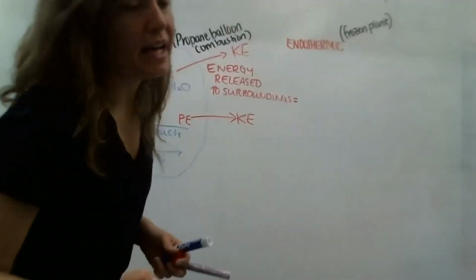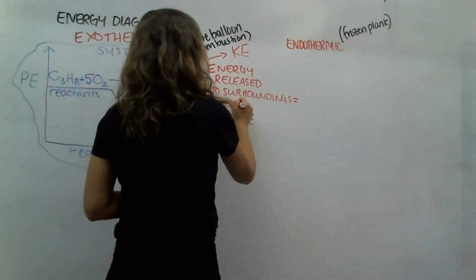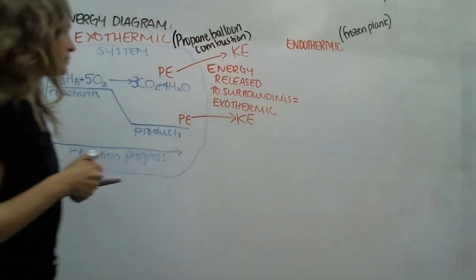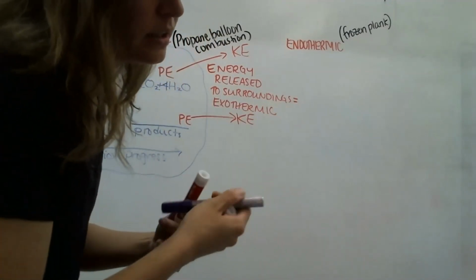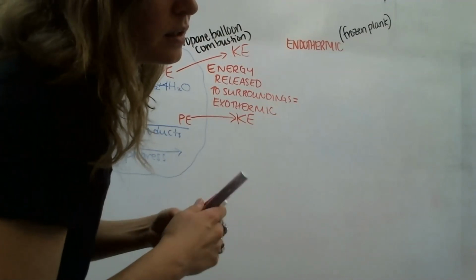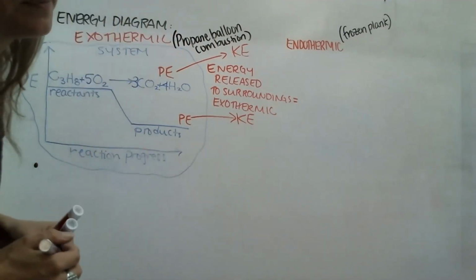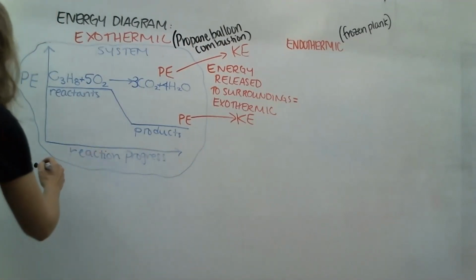That is called exothermic. And then we can say down here that the products have less potential energy than the reactants.